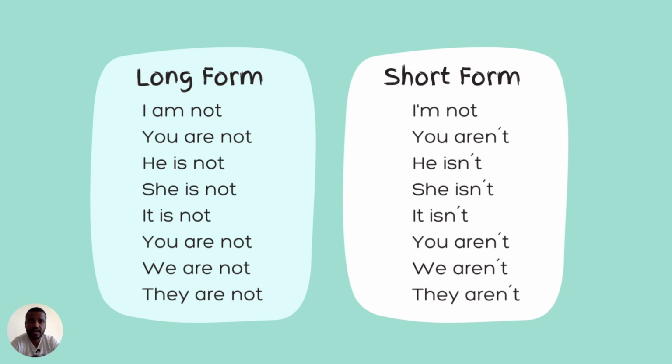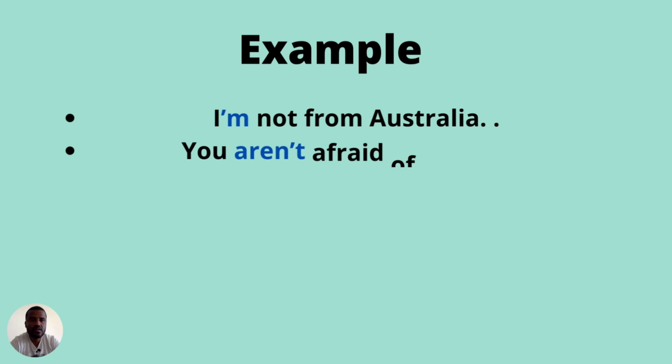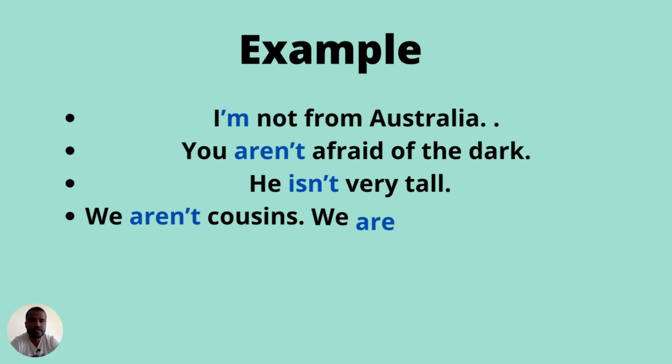In the short form, we can say I'm not. You aren't. He isn't. She isn't. It isn't. You aren't. We aren't. And they aren't. Okay. So we have long form and the short form. For example, we have, so I'm not from Australia.